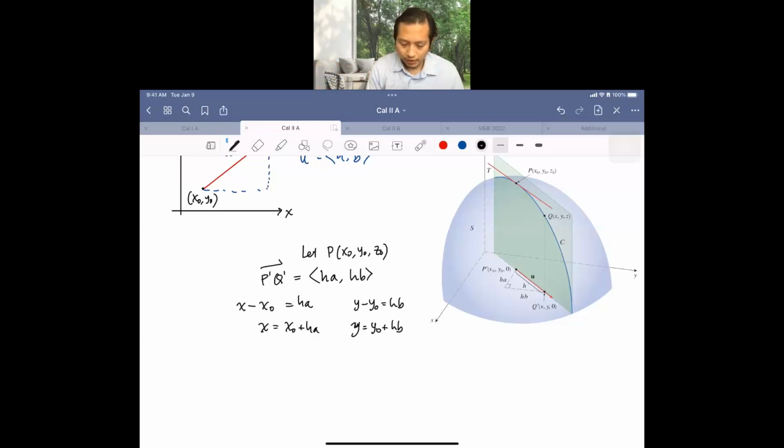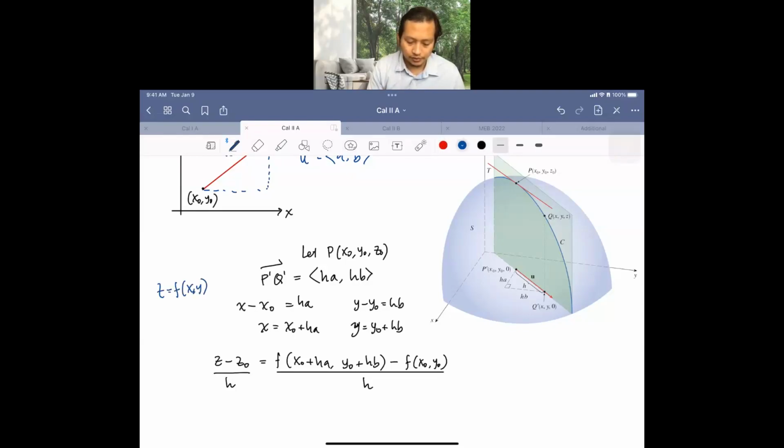And we know that z minus z0 will then be equal to, and divide by h. Okay, we can divide by h to make it equal. So f of x0 plus ha, y0 plus hb, minus f of x0, y0, divided by h. Because remember that z is a function of x, y, so we can write it as this and divide by h.